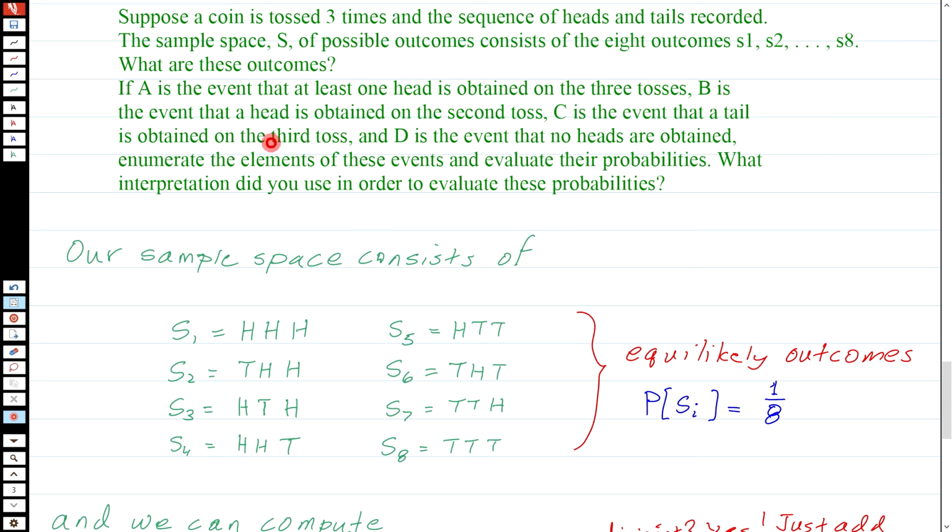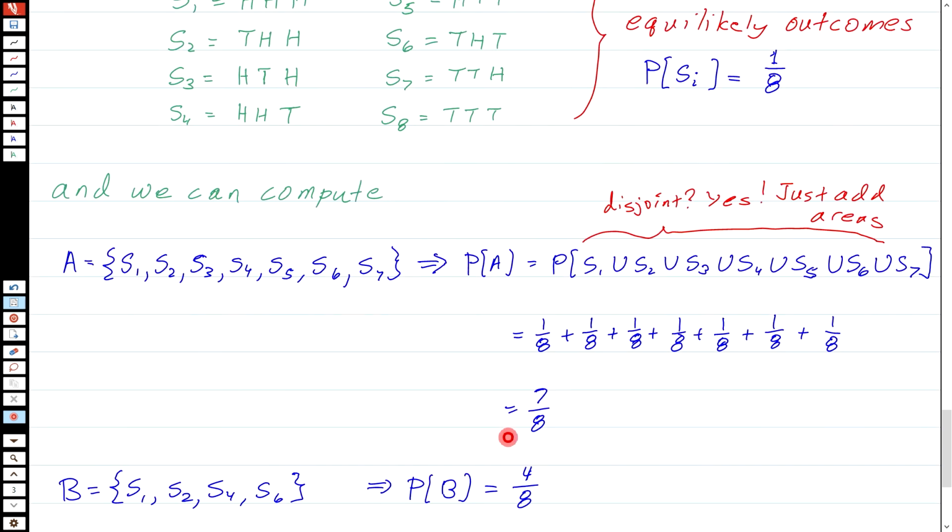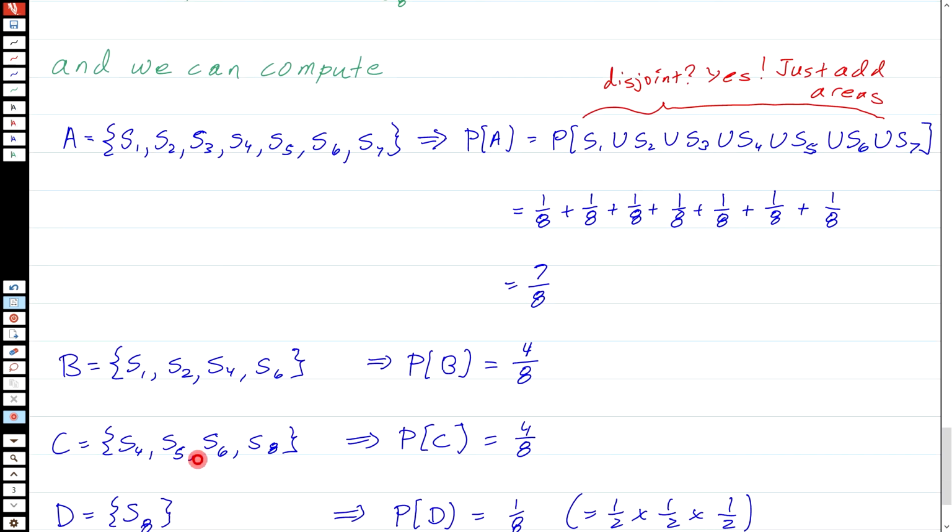C is the event that a tail is obtained on the 3rd toss. So we see S4, S5, S6, and S8. Let's see if that's what we got. S4, S5, S6, and S8. And the probability then of C is the probability that I got this, or this, or this, or this. They're all equally likely and disjoint at 1/8 probability each, so I get 4/8 again for the probability of C.